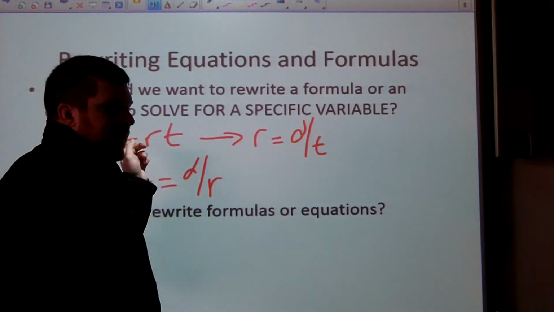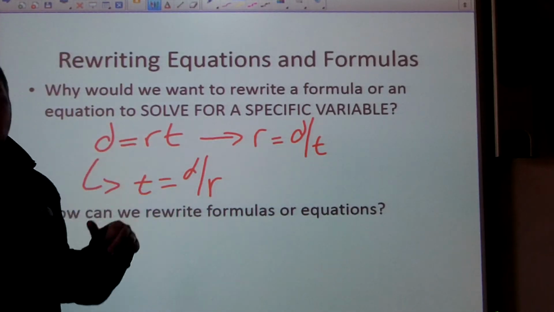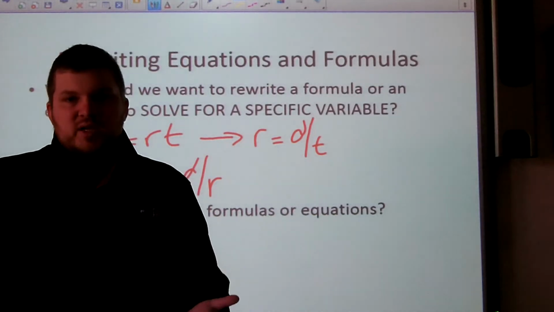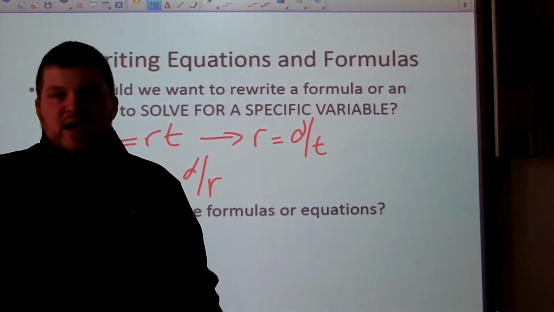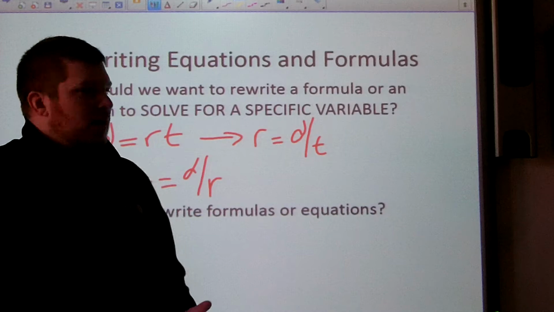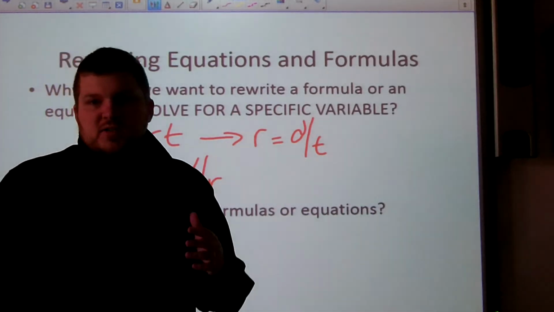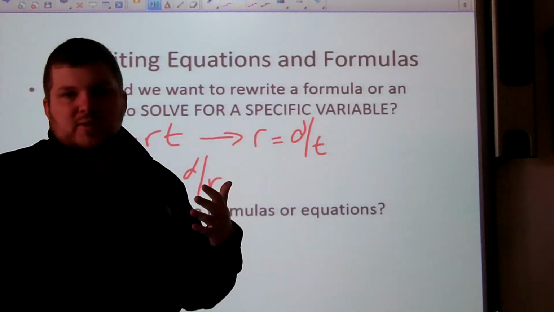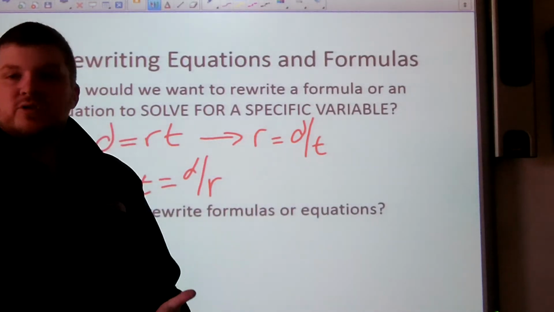Because you're not always going to be asked, for instance, this distance formula. You're not always going to be asked for distance. Sometimes you're going to be asked for the rate, sometimes for the time. You're going to be asked for different things that you just don't know. And instead of memorizing thousands and thousands of formulas, it's easier just to memorize a couple and move things around and solve for what you're looking for.